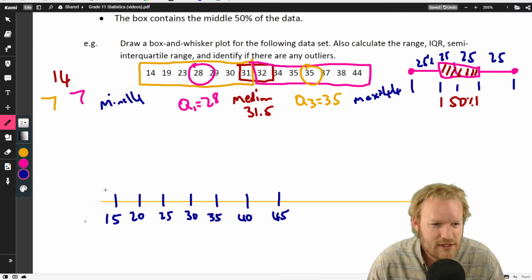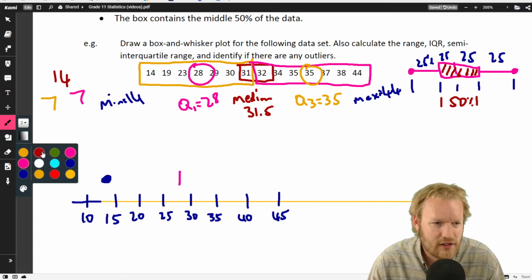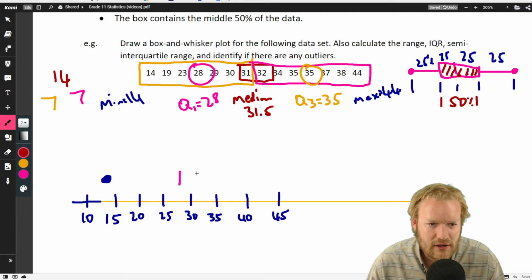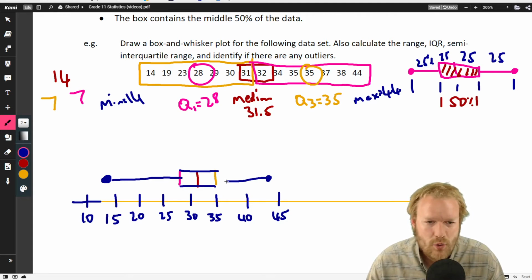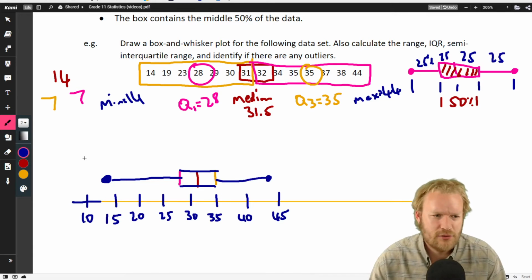And now we can put these points in. So let's extend that. We've got 14. We've got 28. That's there. The median here we said was 31.5. We said that the Q3 was 35. And our last point is 44. This bit here we drew as a box, and these we drew as whiskers. Cool. So there's our box and whisker.